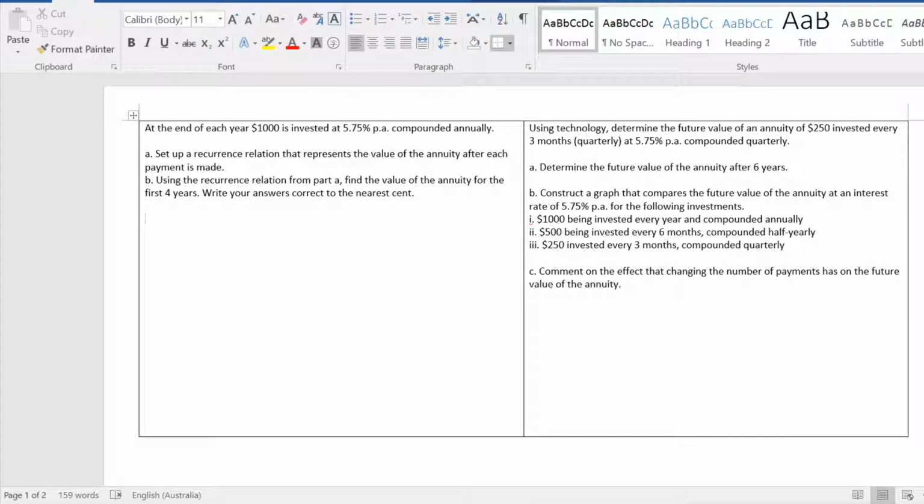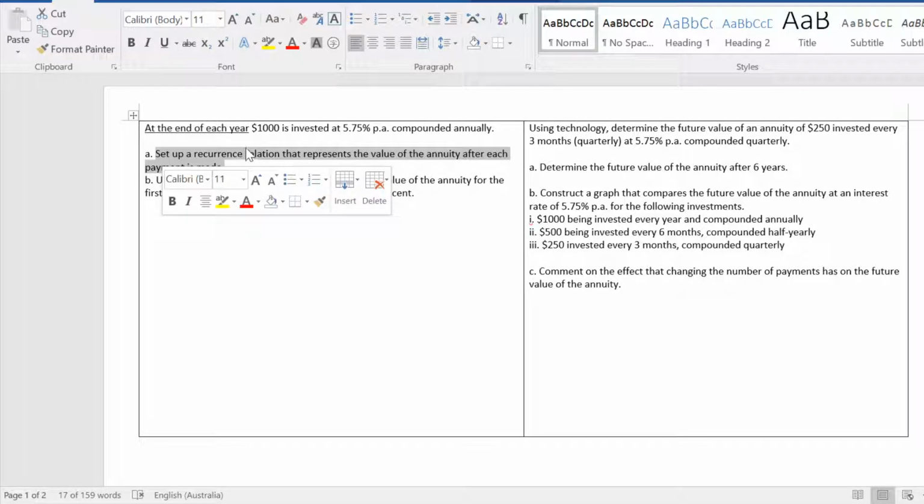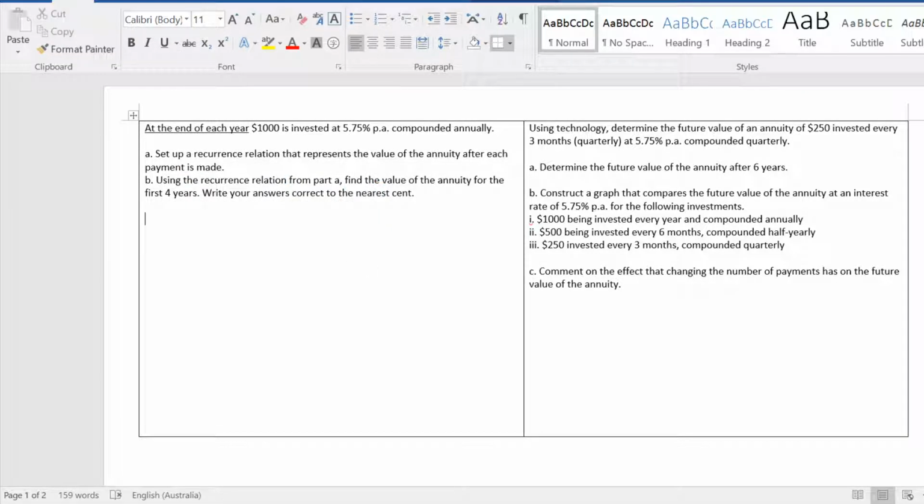Alright, grade 12. Here we are looking at a worked example for 9.3, where the recurrence relation is going to rear its head again as we look at this example of an annuity. So here we've got at the end of each year, and that's key, so I'm going to underline that for a second, $1,000 is invested at 5.75% per annum and it compounds once a year. A is to set up a recurrence relation that represents the value of the annuity after each payment is made.